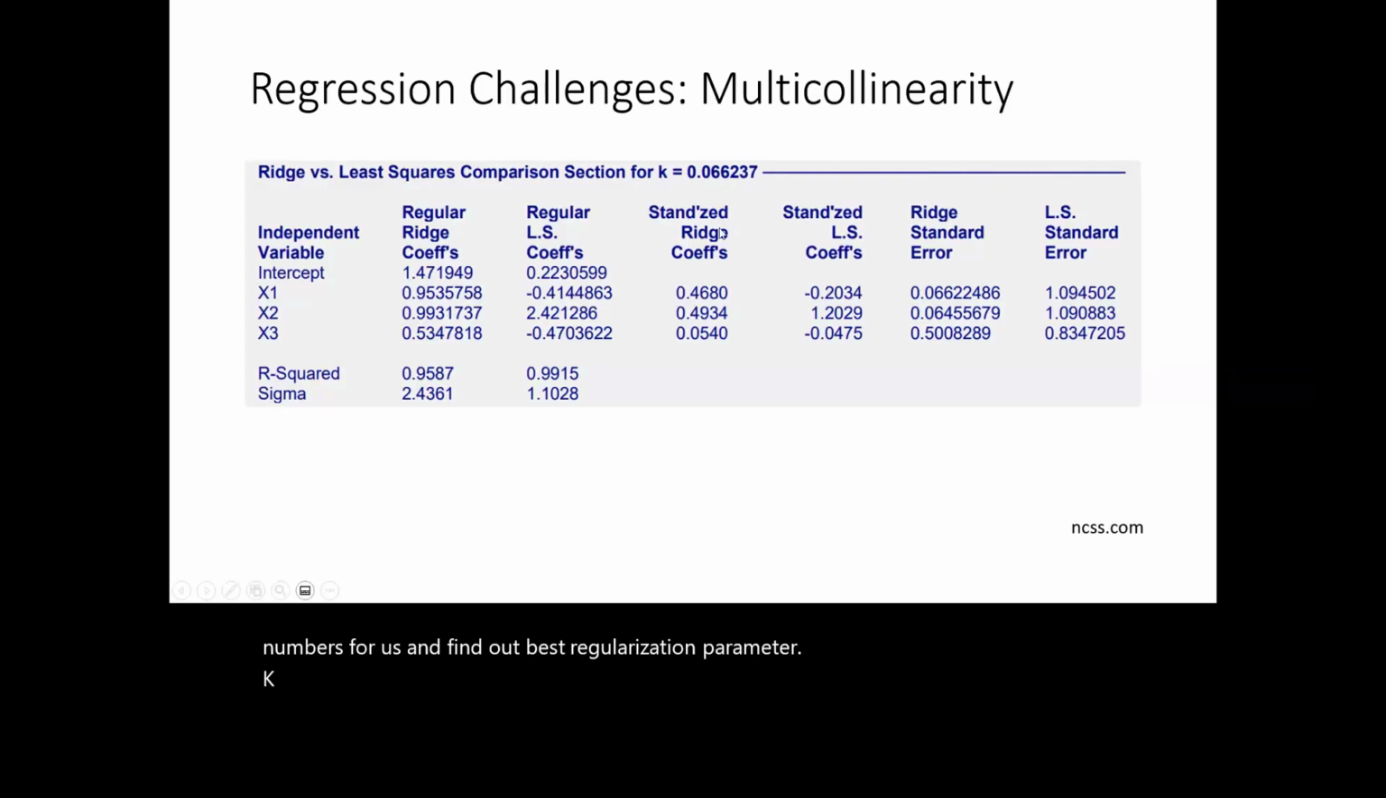All right, we come back here and we see the reason why 0.95 has so little standard error. X3 is still not reliable, but not as bad as the standard error of regular least squares coefficients.